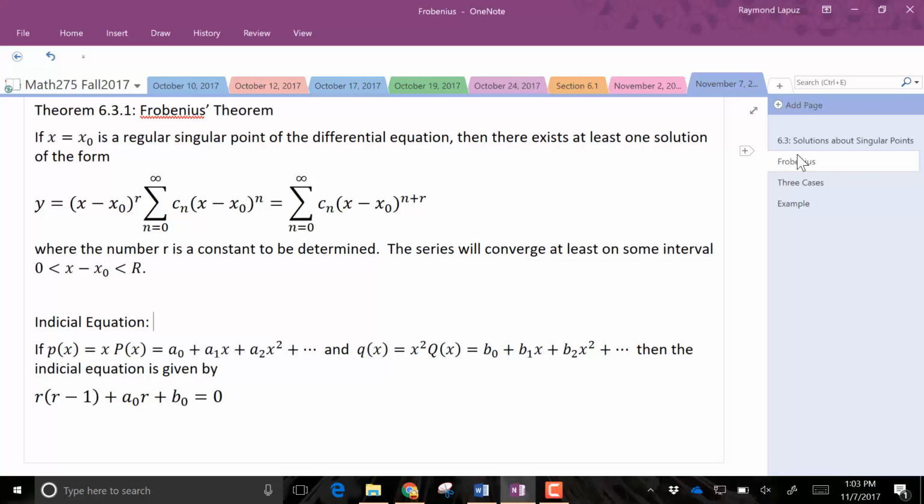So it says here, suppose that we have x naught as a regular singular point of a differential equation, then there exists one solution of this form, where this form looks like a power series, but the power series kind of starts at a different value of the power of x. This is not the constant, the linear, the quadratic terms. They introduce this R business, where R is a constant to be determined as we do these problems. And the series will converge for some radius of convergence within the interval around x naught.